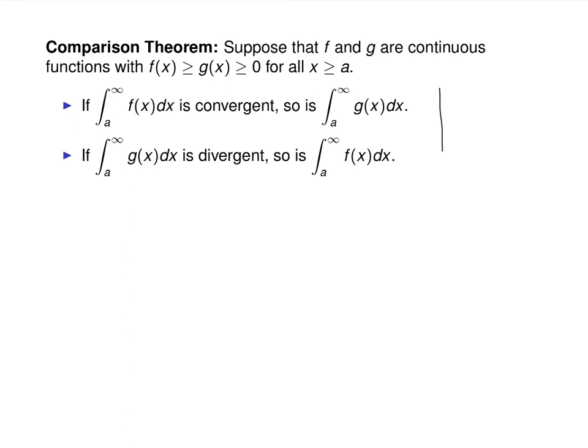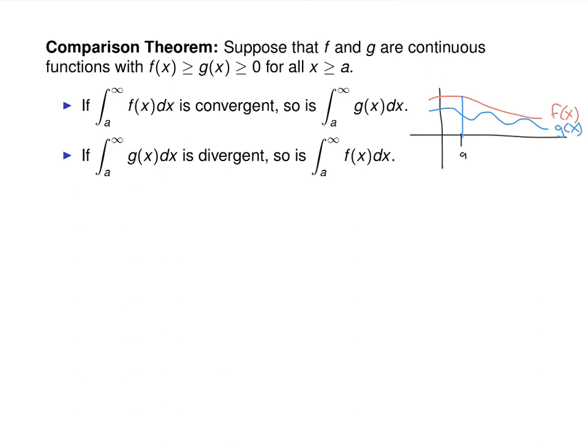So here's the general picture. There's your a value. You have your function f of x. And that function f of x lives above g of x, which chooses to do some crazy stuff, but f of x is always bigger than or equal to g of x. And the question is what can you conclude about these things based on the behavior of one function? And these should be pretty logical if you think about them.